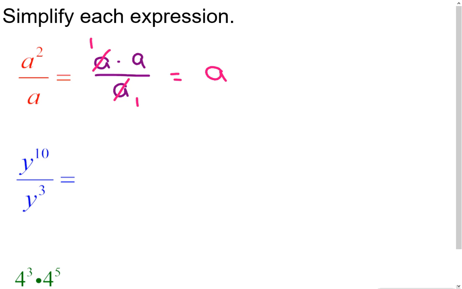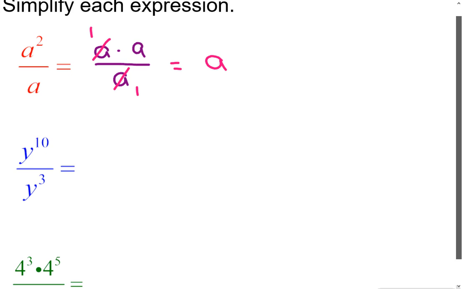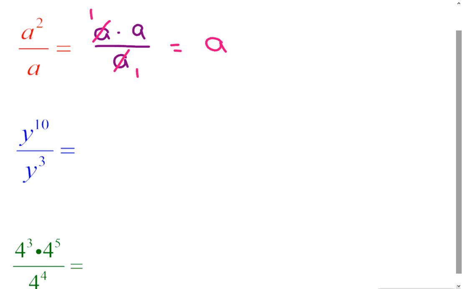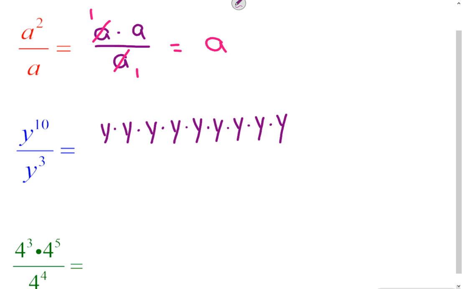Now, my second one, I have y to the 10th. Well, what does y to the 10th really mean? It means y times itself 10 times. So I'm going to have 1, 2, 3, 4, 5, 6, 7, 8, 9, and 10 y's. Then I'm going to divide that by y to the third. Well, that's 1, 2, and 3 y's.